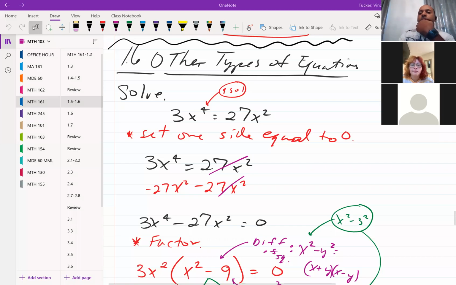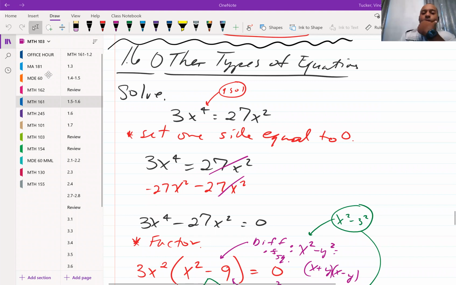So let's see. We are looking to get into 1.6, I believe. If you feel otherwise, let me know. I believe we closed out 1.5 and we're looking to get into 1.6. So 1.6 is entitled Other Types of Equations.